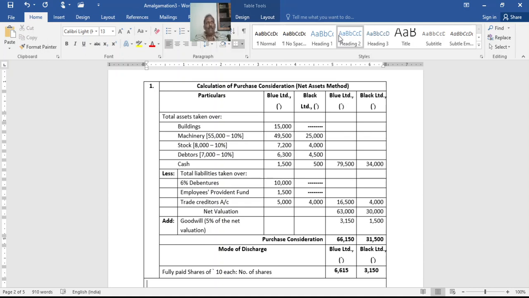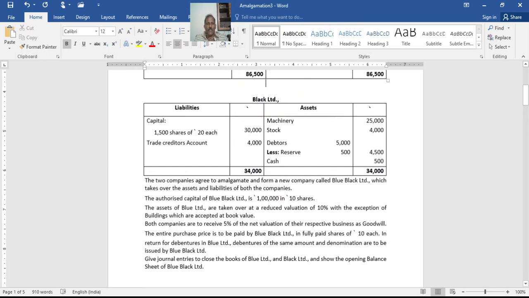Need not again sell and realize. You have to take that at the gross value. And another sentence given in the problem, that after the balance sheet, both the companies agree to accept 5%. Second paragraph 3, that assets of Blue Limited are taken over at a reduced valuation of 10%, with the exception of building. We take building at a book value.